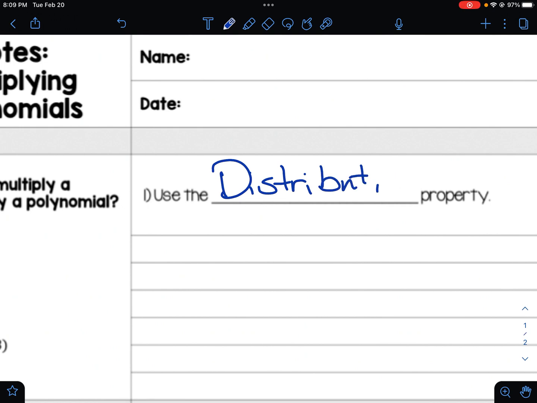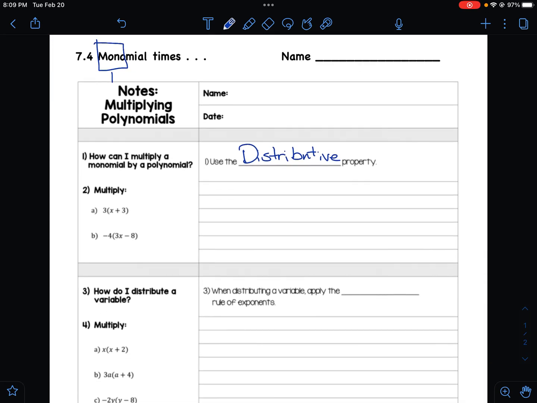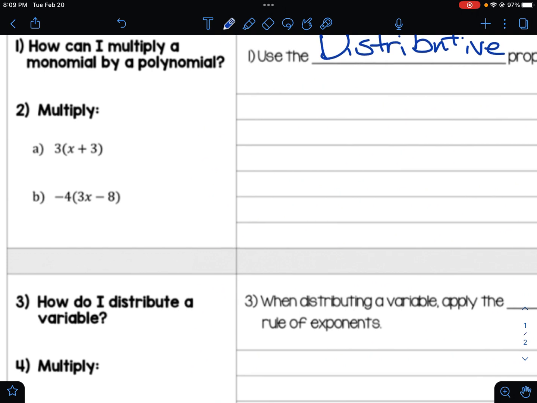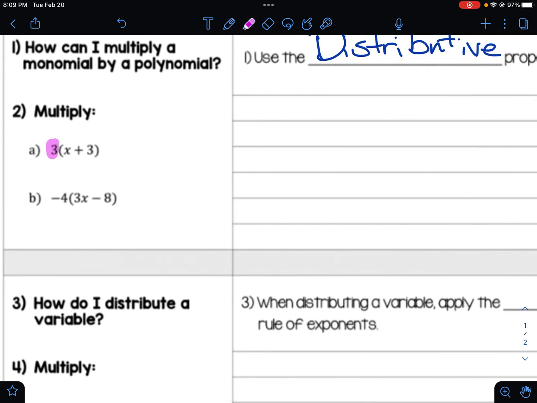Oops, can't spell there. Distributive property. Okay, so what we're going to look at right here is you have one monomial. I'm going to highlight that in pink. There's my monomial. And I'm going to go ahead and do my distributive property, where I multiply both things on the outside. So we're just going to do that over here.